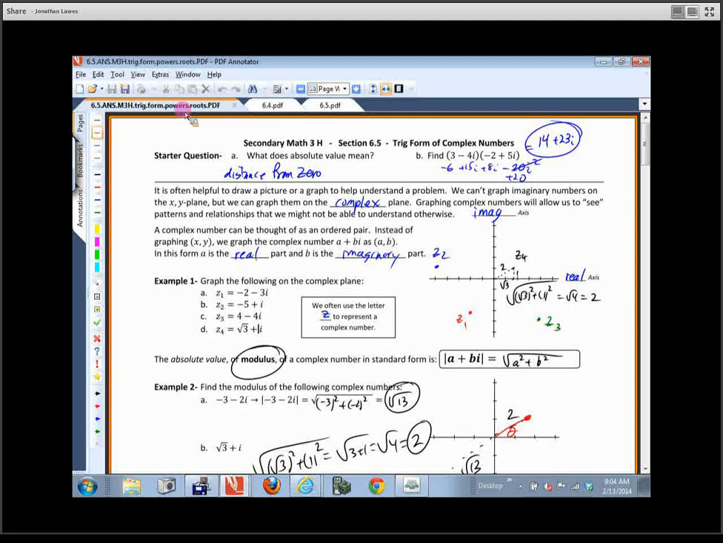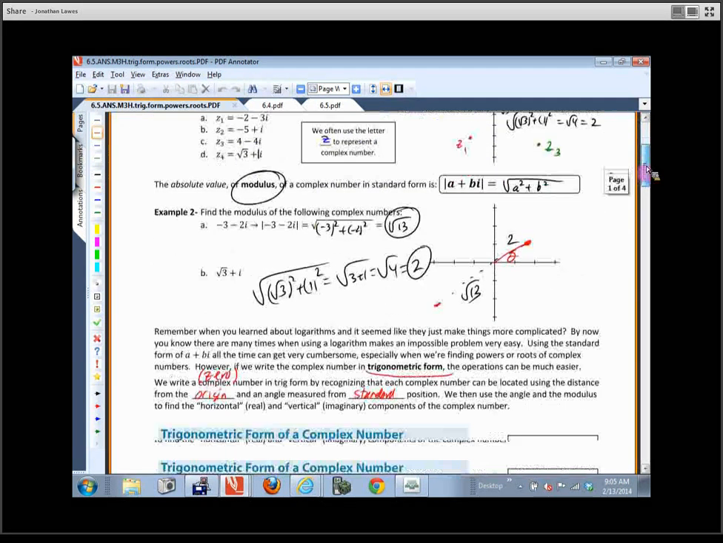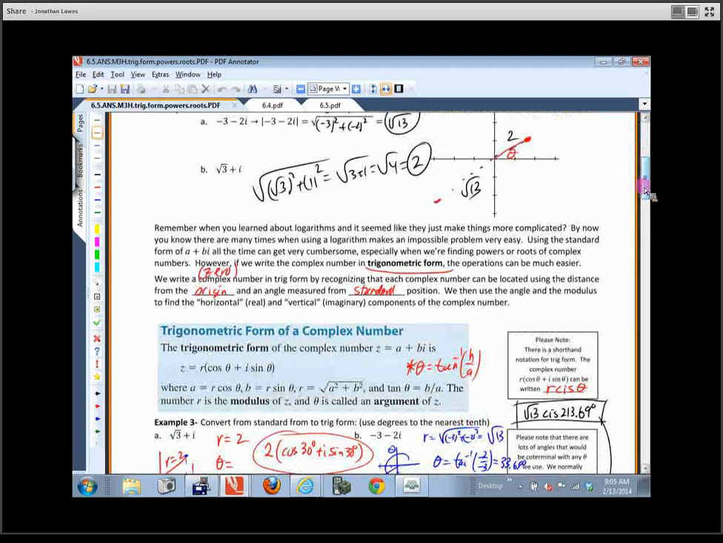So yesterday we started 6.5, and we actually got most of the way through there. We're going to look at the last part today. We talked about how we can write a complex number, a plus bi, that's standard form, how we can write that in trig form, graph it on a complex plane, and how we can do some arithmetic with it.